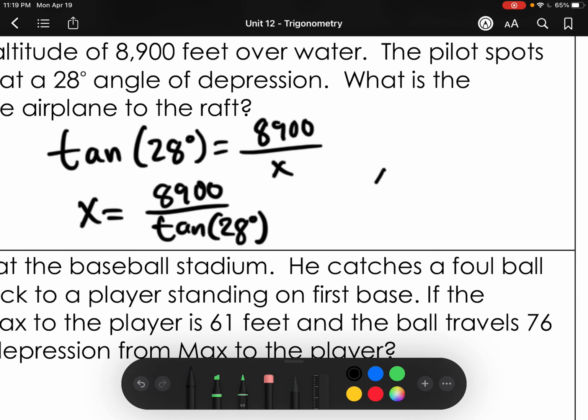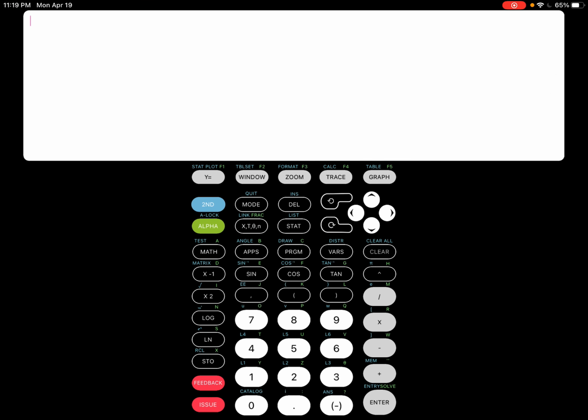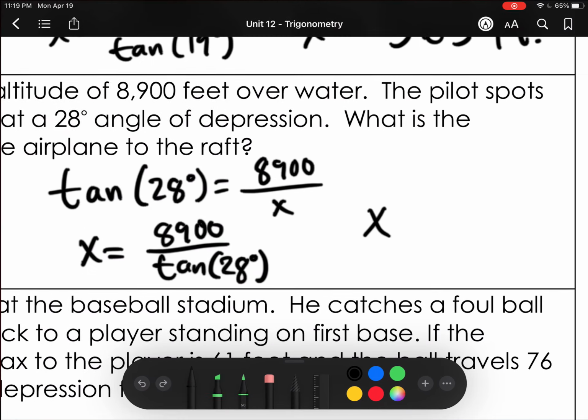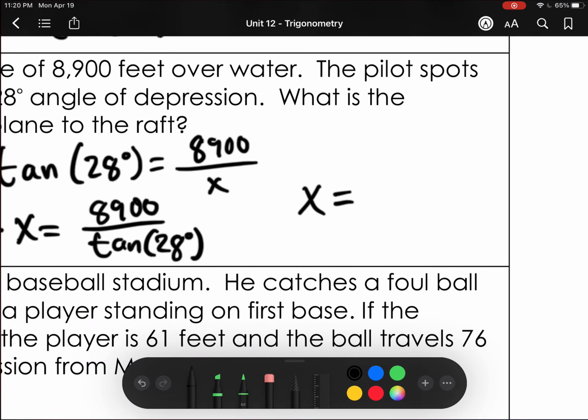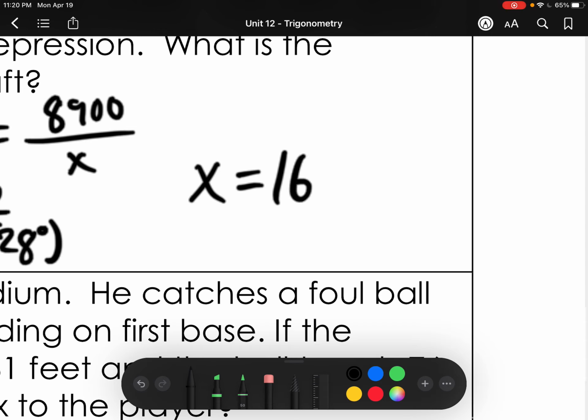So x equals, and we're going to type this in. So clear everything out, 8,900 divided by tangent of 28. And we get 16,738.46, so we'll round up to 0.5. So x is equal to 16,738.5 feet.